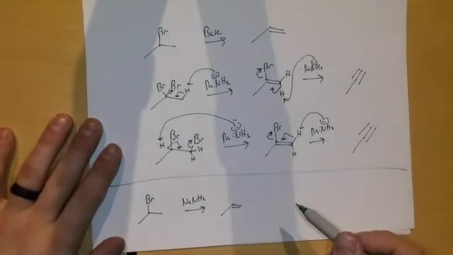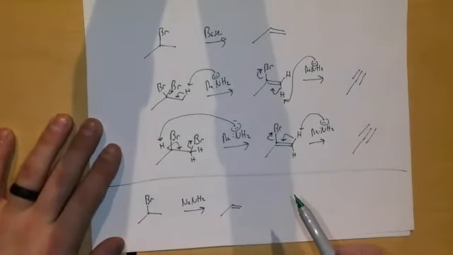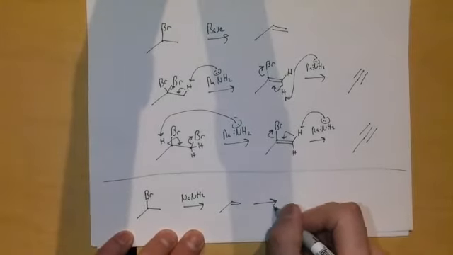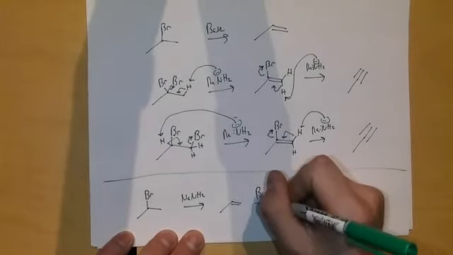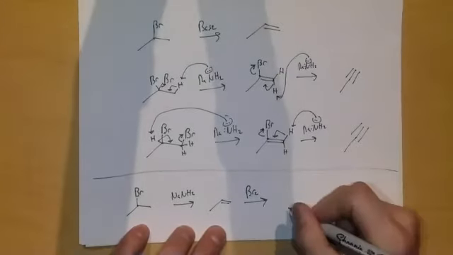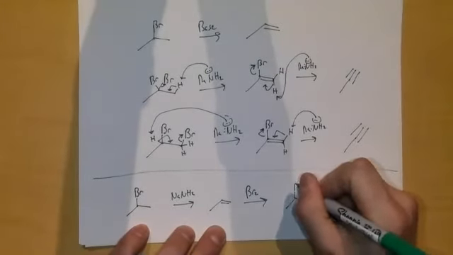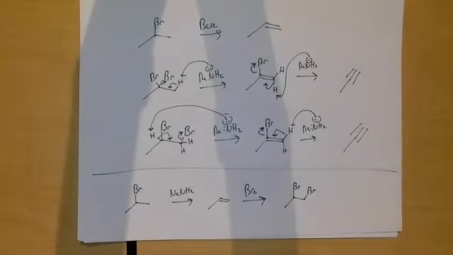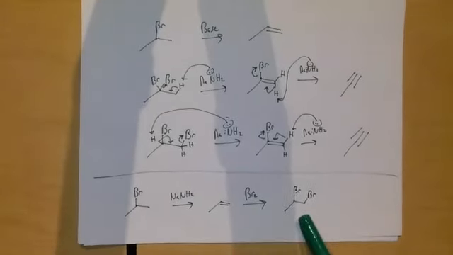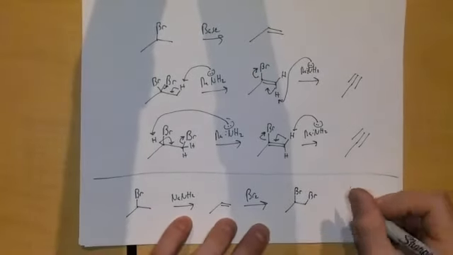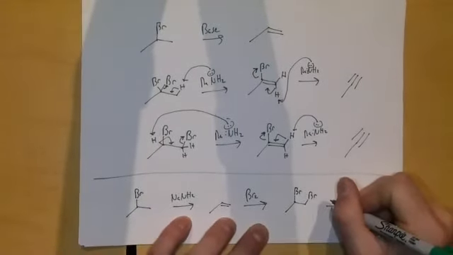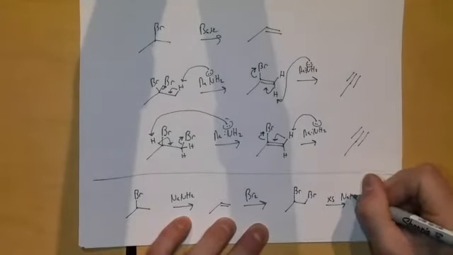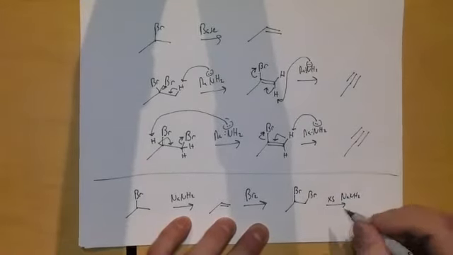In order to make a triple bond, we're going to need 2 leaving groups. Our best way to make 2 leaving groups is going to be to throw in either Br2 or Cl2. So if we throw in this Br2, we now have exactly what we had over here. We can throw in excess NaNH2.